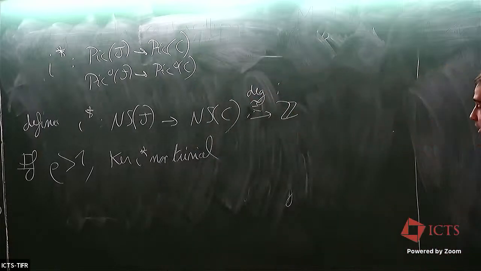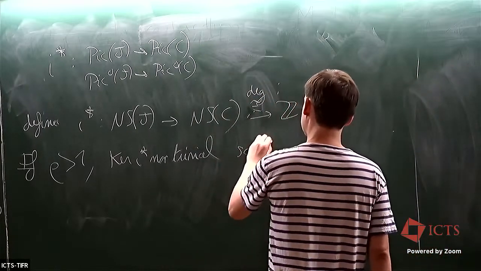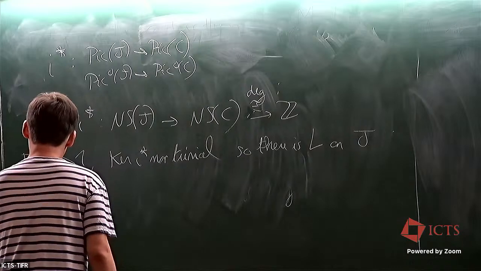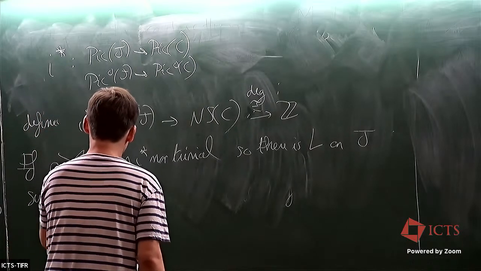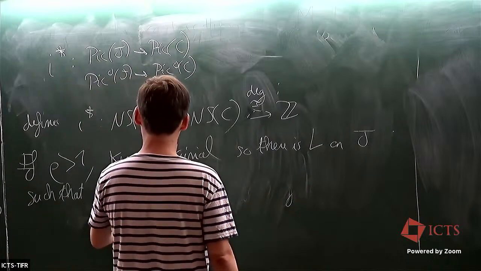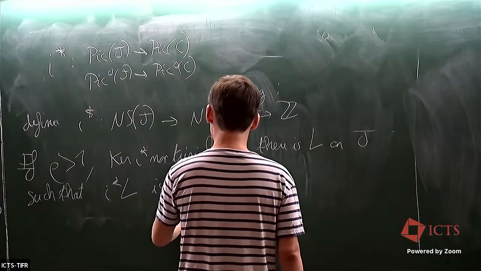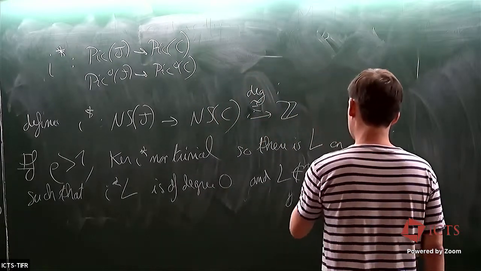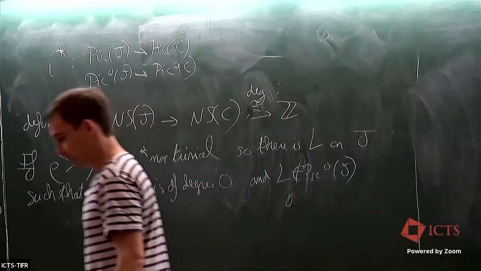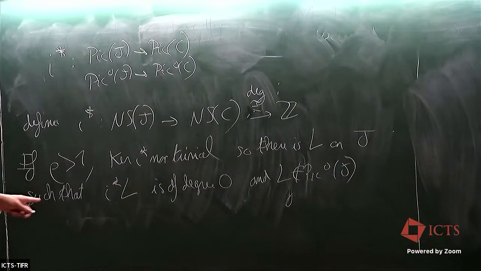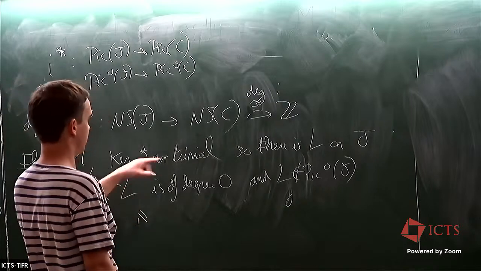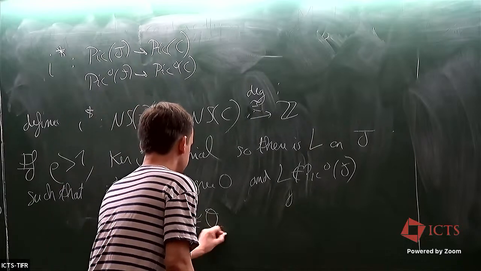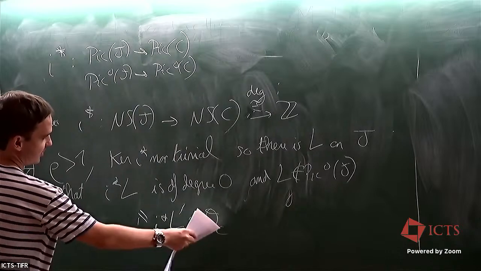By dimensional arguments, there is L on J such that iota star L is of degree 0, and L is not itself inside Pic^0. Okay, actually we can do better. We can modify L such that not only is it of degree 0 on C, but iota star L is the trivial line bundle on C.